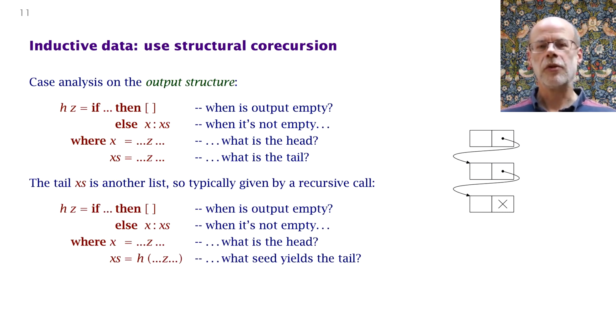So a more refined pattern, which is often but not always applicable, something to consider, is the tail of the list, xs, is the result of a recursive call on some other input, of course generated somehow from z. So your only question now is, what is the data that I should give to this recursive call? What is the seed from which I should grow the tail of the result?